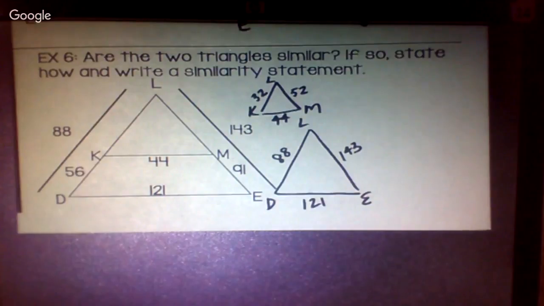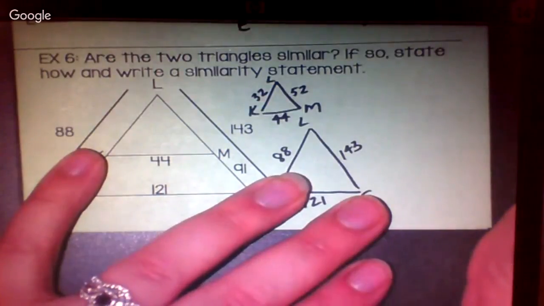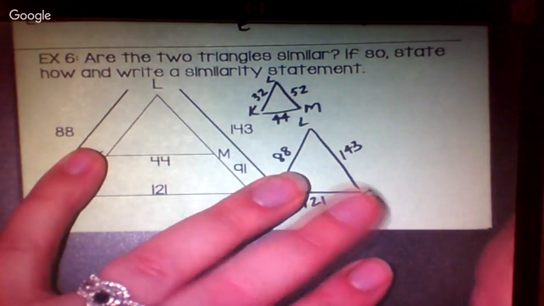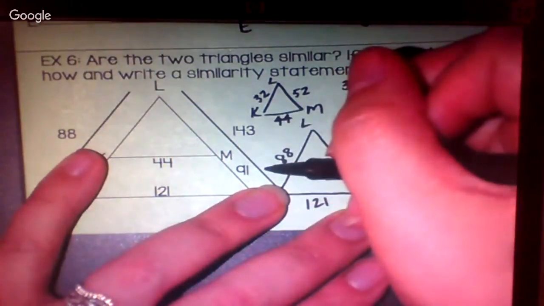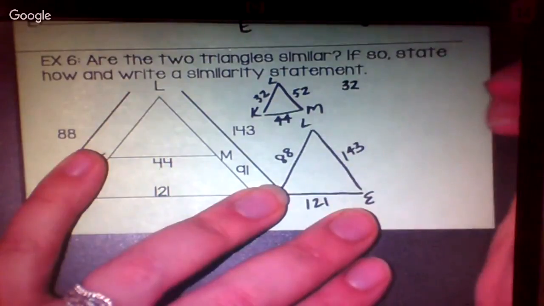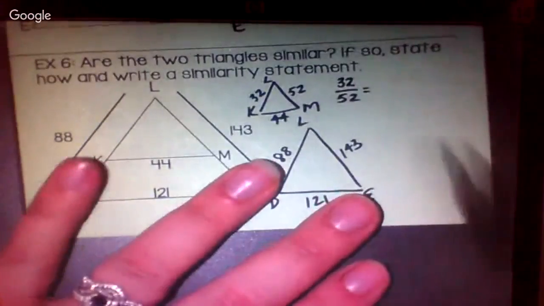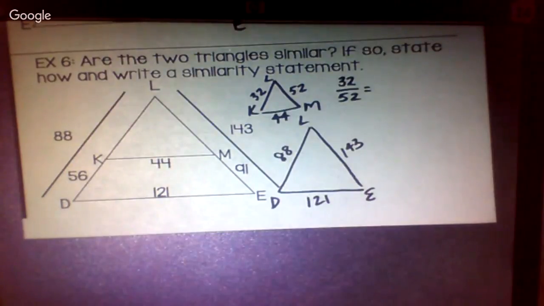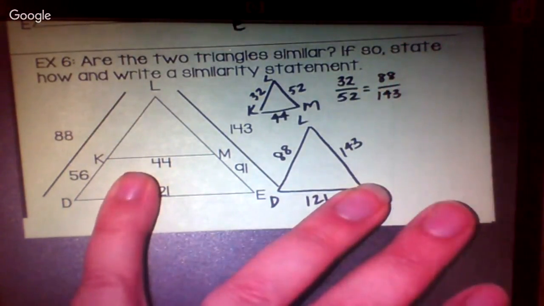Okay, so now we need to set up all of our proportions. Guys, I need your eyes up here and I need your ears open and I need your mouth shut. Calculator got 51. 143 minus 91? 32 over 52. Okay, so I created my first fraction, 32 over 52 from my small figure. What do I need to do for my big figure then? Good. 88 over 143.